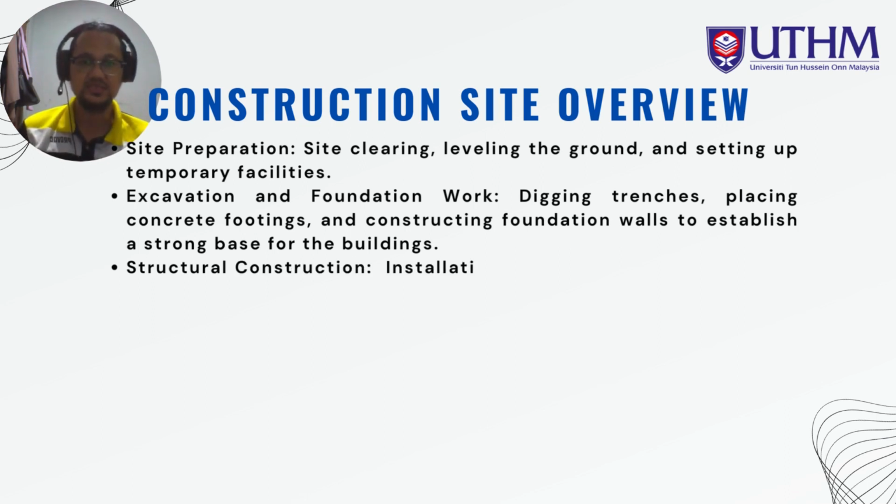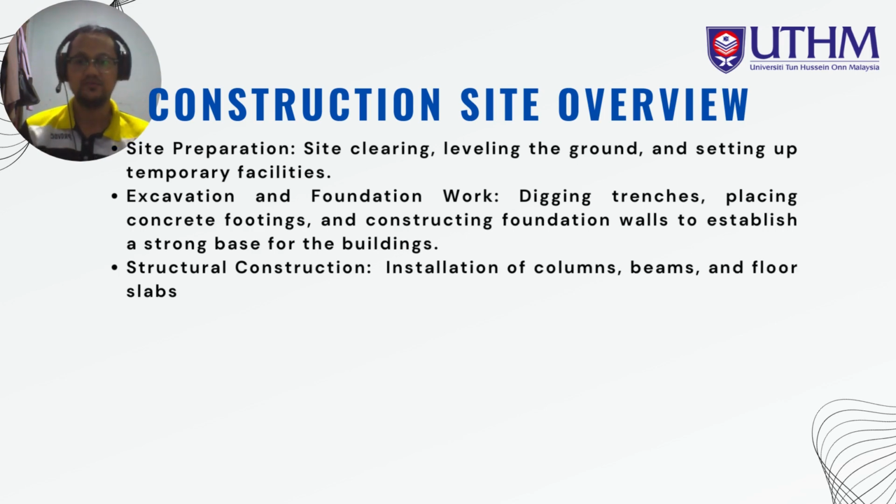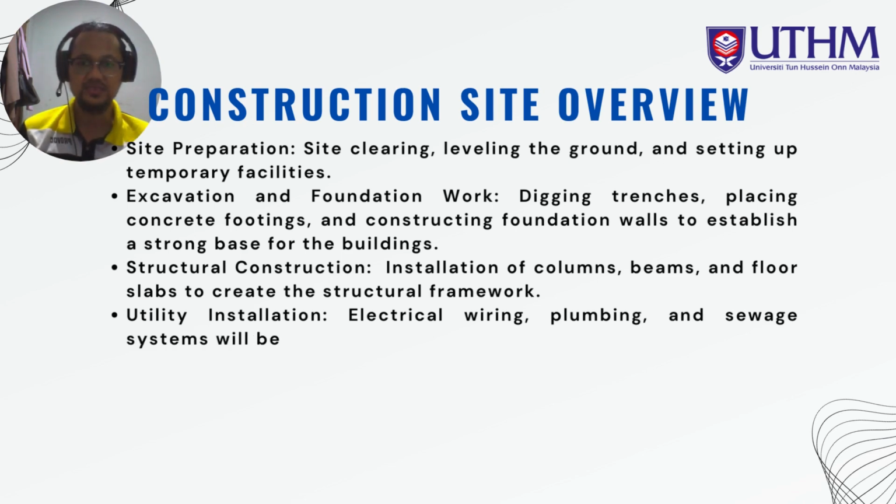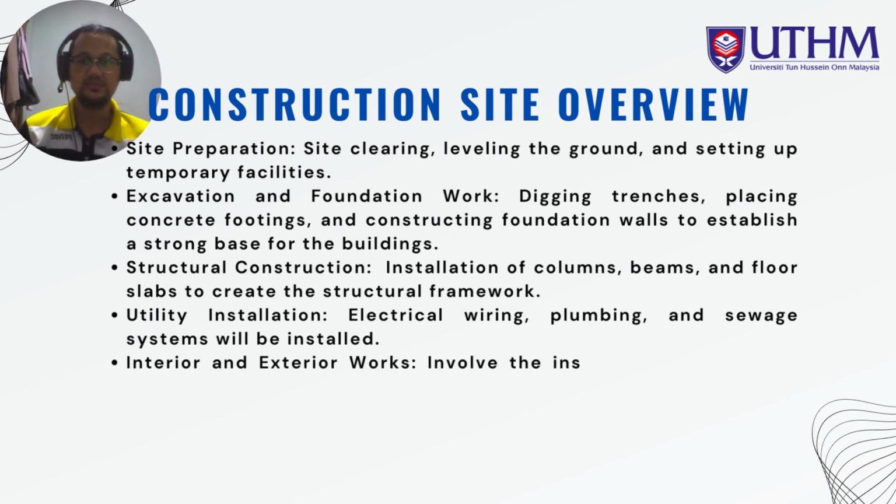such as digging trenches, placing the concrete footing, and also constructing foundation walls. Next, the structural construction involves the installation of columns, beams, and floor slabs to create the structural framework. And then the utility installation, or the electrical works, will be carried out. The electrical wiring, plumbing, and sewage system will be installed. Next, the interior and exterior works involve the installation of windows, doors, and cladding, and also the roofing.